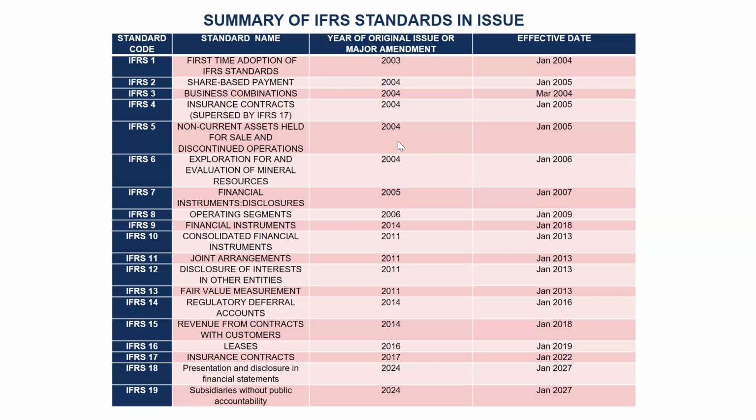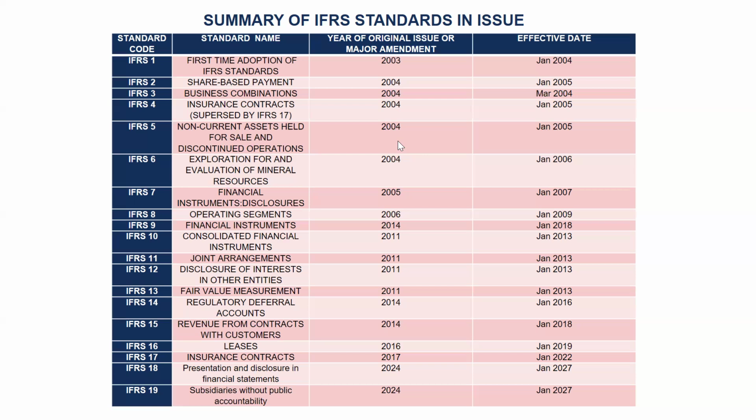The fourth standard, which is IFRS 4, is currently replaced by IFRS 17, but nevertheless, it dealt with insurance contracts. IFRS 5 deals with non-current assets held for sale and discontinued operations. The standard was issued in 2004 with an effective date of January 2005. So if an entity has designated some assets as held for sale, that means that IFRS 5 comes in.